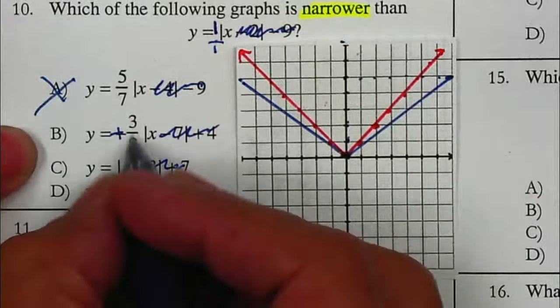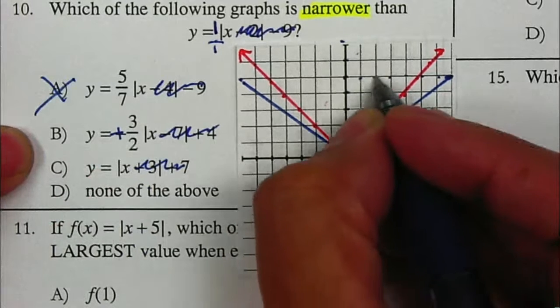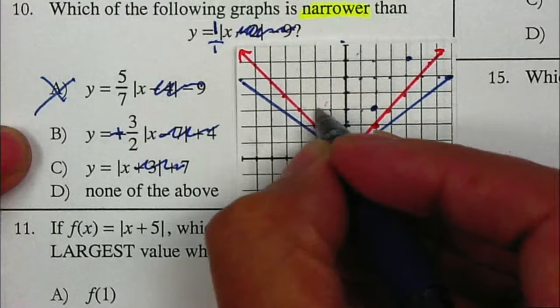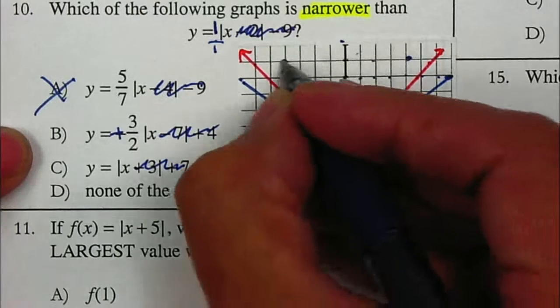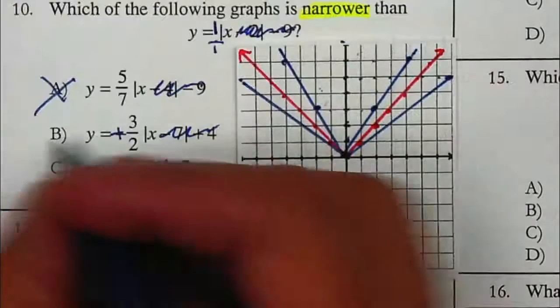Letter B is up 3 to the right 2. 1, 2, 3, and 1, 2. Up 3 and to the right 2. Remember to repeat your slope if you are able to make a better graph. So this one is narrower. So therefore your answer is letter B.